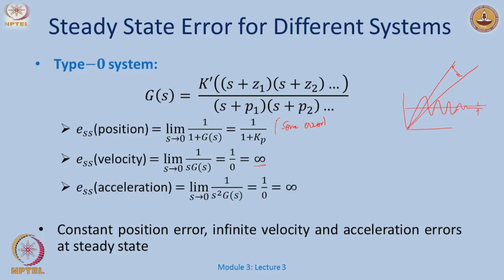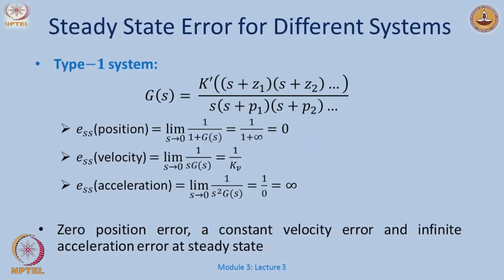So, to summarize, a type 0 system has a constant position error and infinite velocity and acceleration errors, all at steady state. All these are related to this steady state behavior. At the moment, I am not worried about the peak overshoot, the rise time and so on. I am only interested in how my system behaves at the steady state.